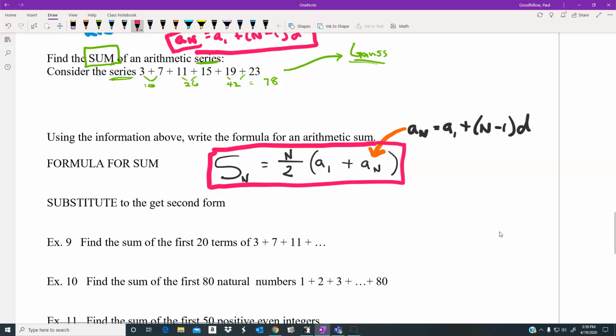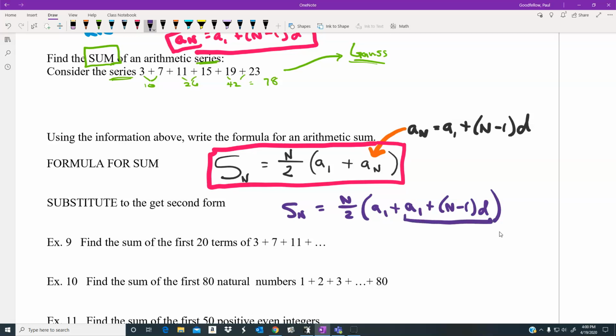If I did substitute it, I could write a secondary form, which would be s sub n equals n over 2 times a sub 1 plus a sub 1 from up here plus n minus 1 times d, all written out in one term. Now, you could write these two together as 2 a sub 1. Who cares? But you get the idea that one is substituted into the other one. So these two formulas work very closely hand in hand.